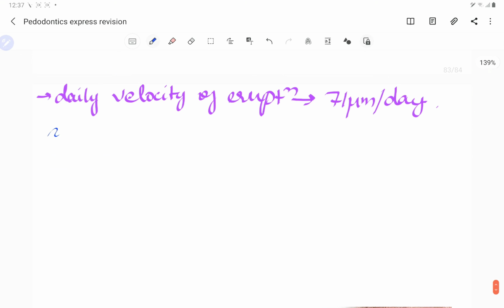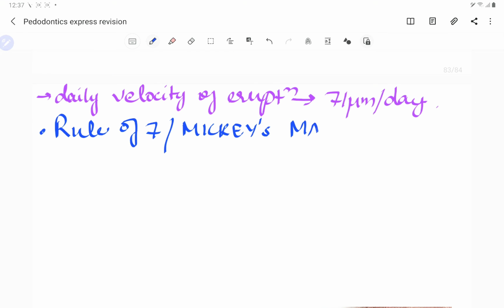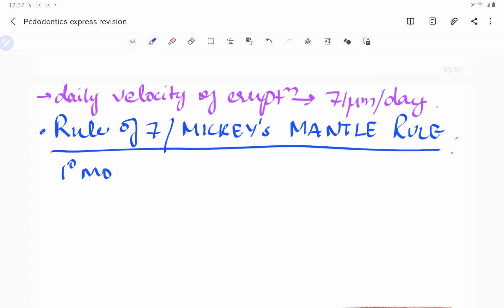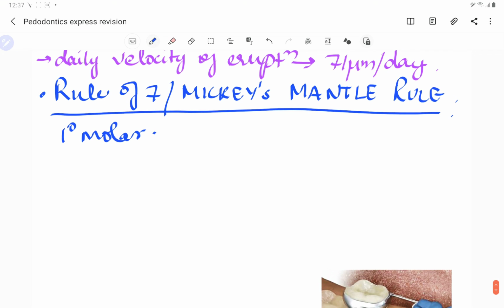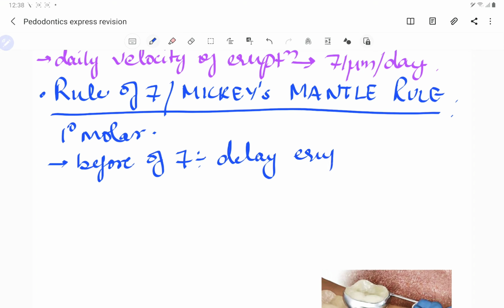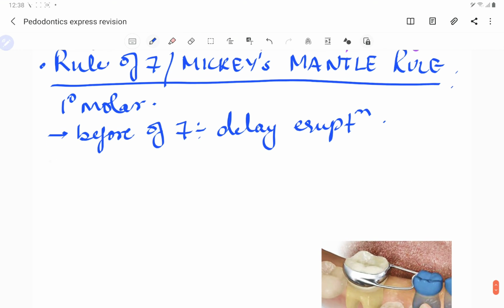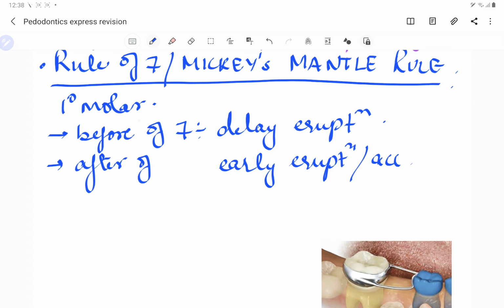And there is the rule of 7, also known as Moyers' rule. So this is a rule for the primary molars. There is delayed eruption if the extraction of the primary molars is before the age of 7, and there is early eruption, or we can say acceleration in the eruption, after the age of 7. This is the rule of 7.